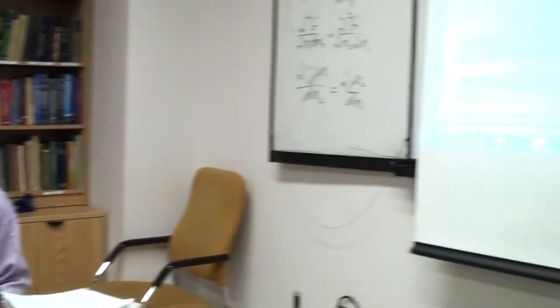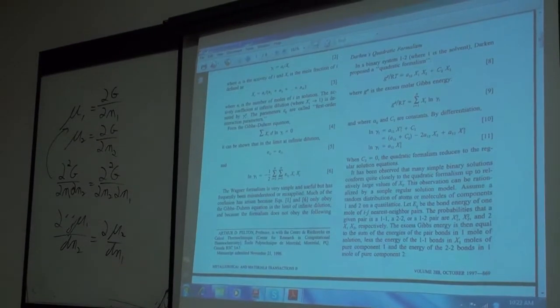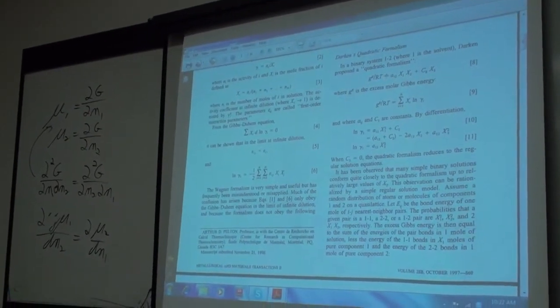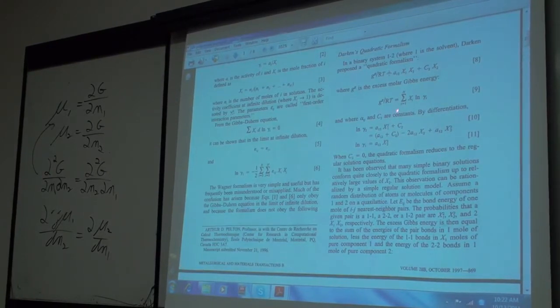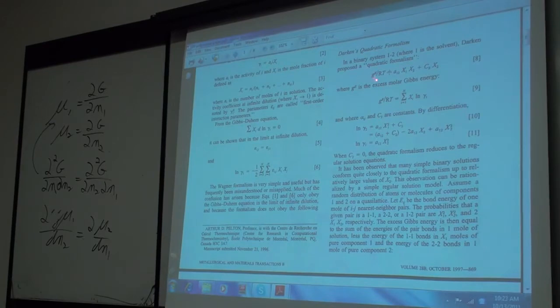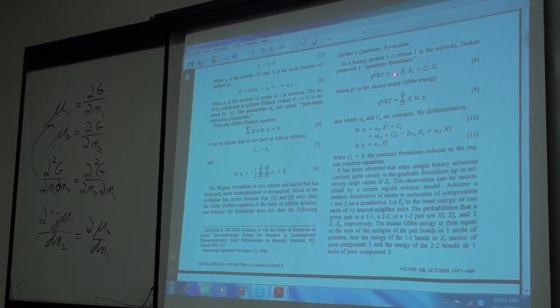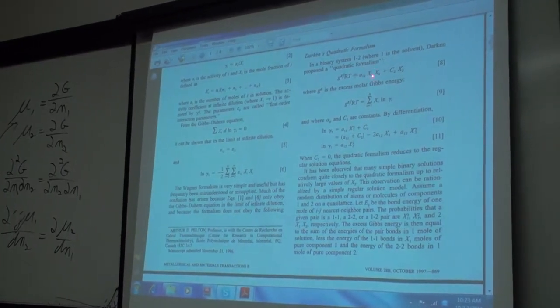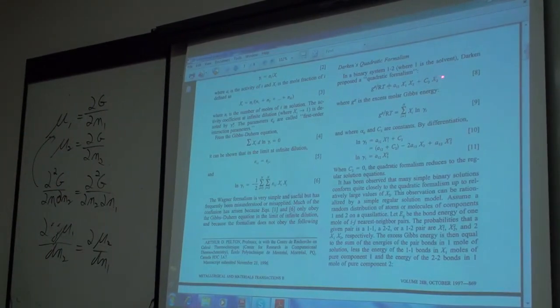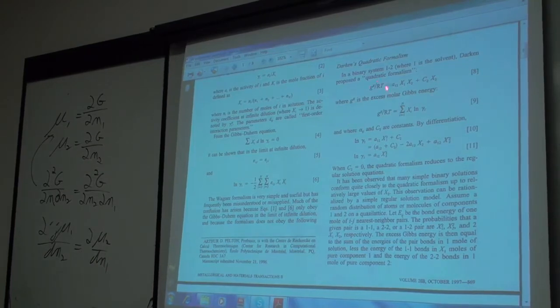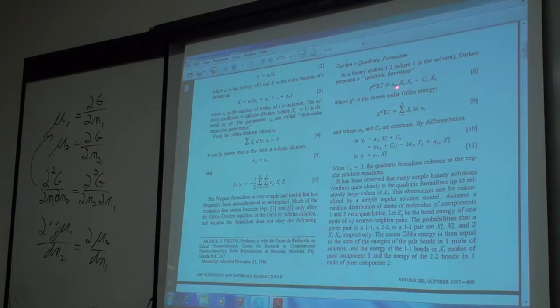This was Darken's formalism, GXS, for the dilute solution, which I wrote on the board before. In Darken's formalism, GXS equals a constant times x2 plus a constant alpha 1,2. This is what I called omega before. Remember, 1 is the solvent. So this is Darken's formalism for a solution which is dilute in component 2.